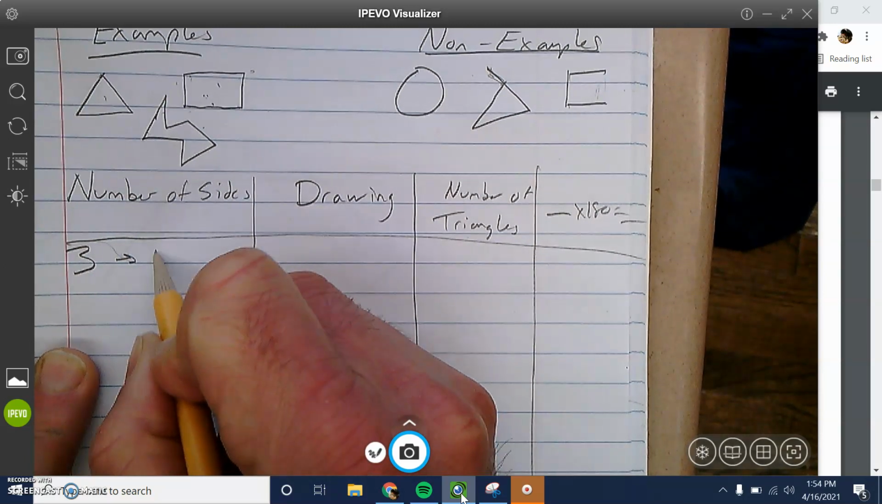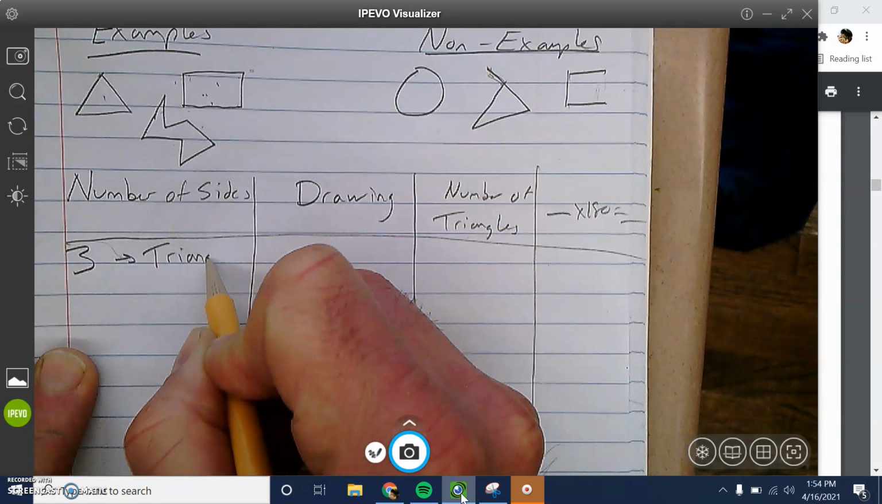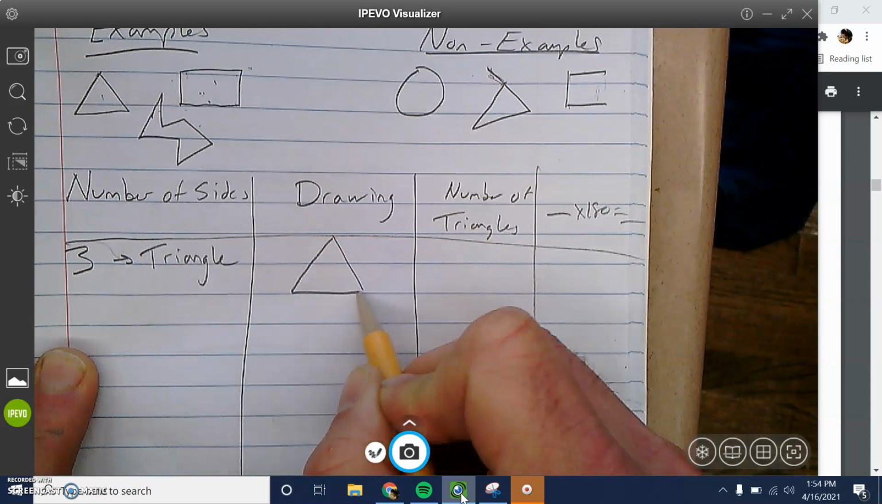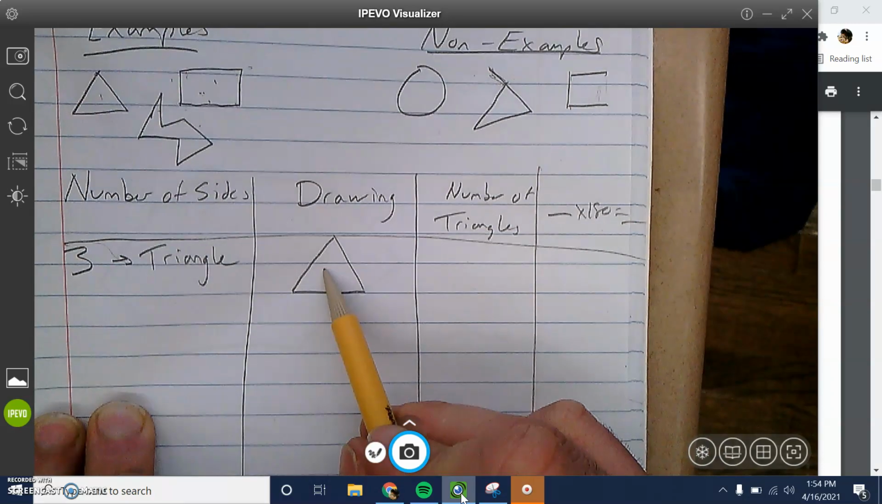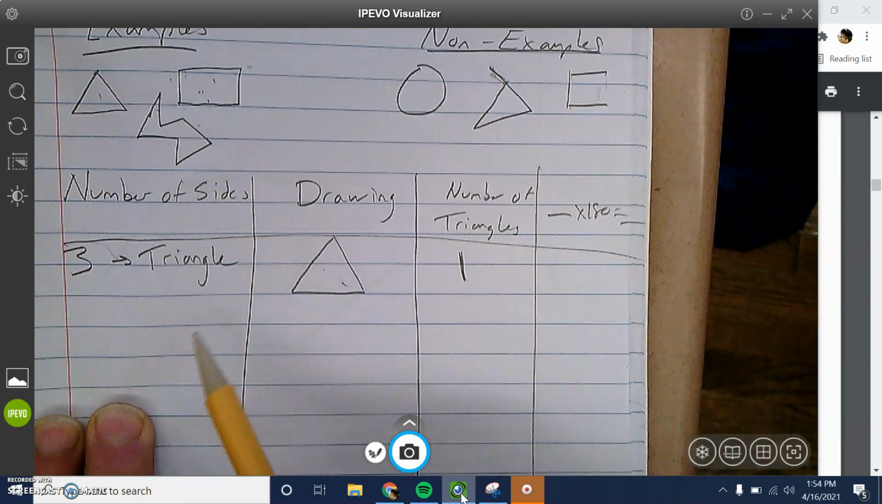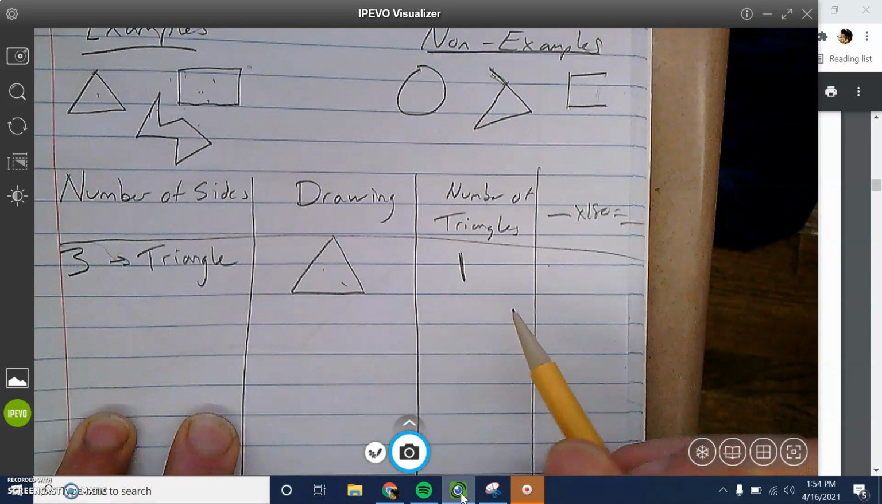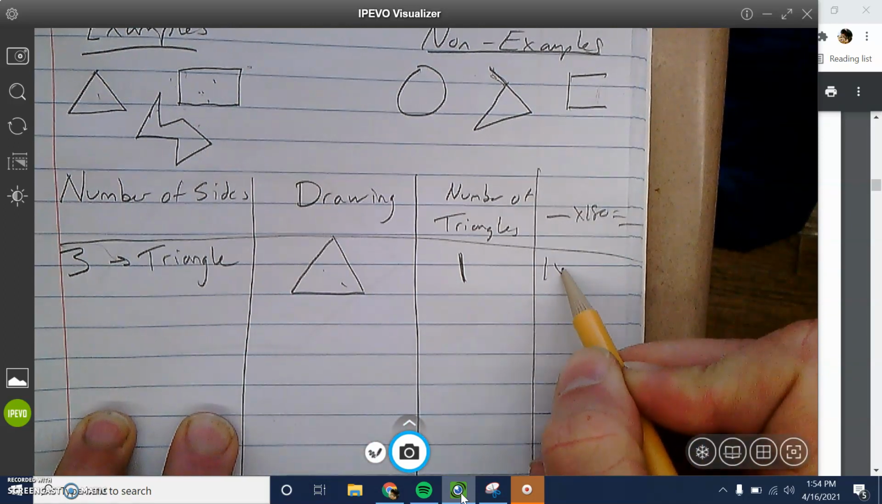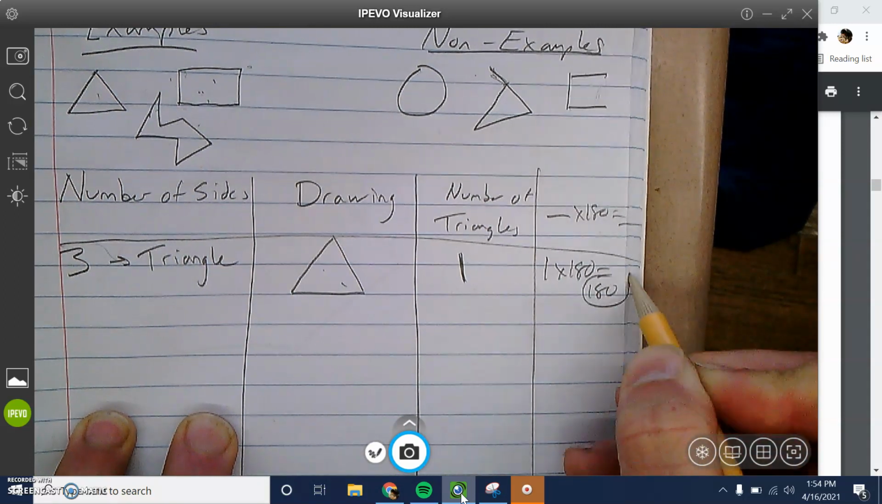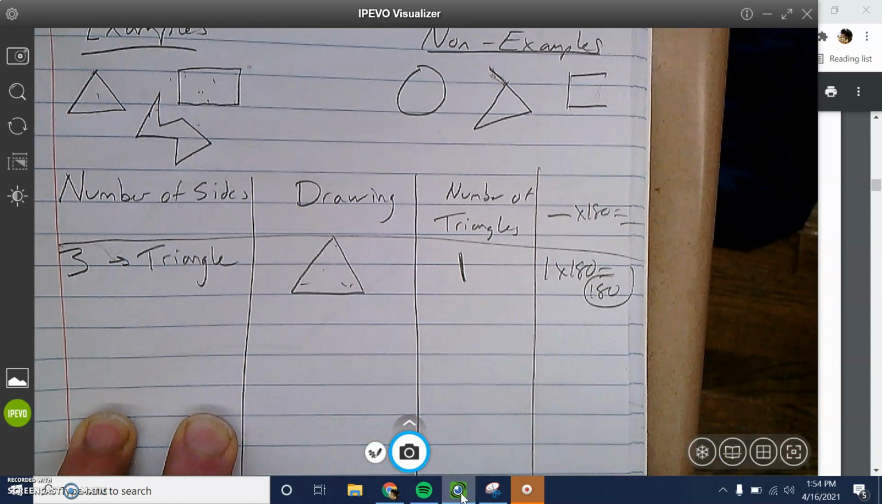Let's start out with a three-sided polygon. What do we call that? That is obviously a triangle. A triangle is like this. How many triangles is that? That's obviously just one, because it's one triangle. I'll explain what that means in a second when we go to the next one. So that would mean that 1 times 180 equals 180. So all the angles in here always equal 180 degrees.